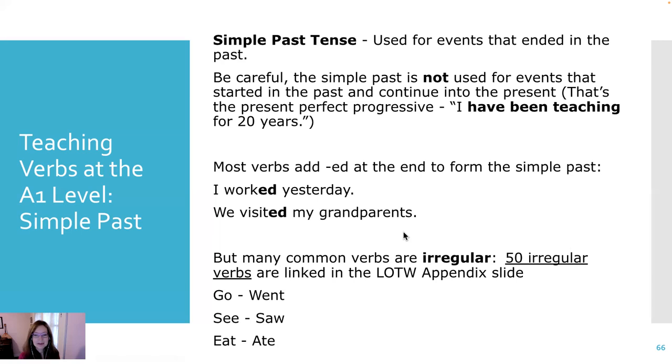Here are some examples of the irregular verbs. So the word go changes to went, see changes to saw, eat changes to ate. So you can see there's very different forms from the present and the past in those irregular verbs, and they need to be memorized.